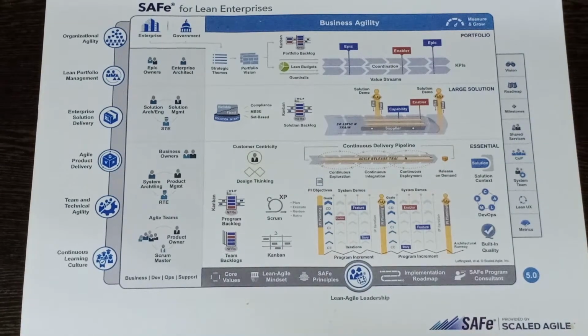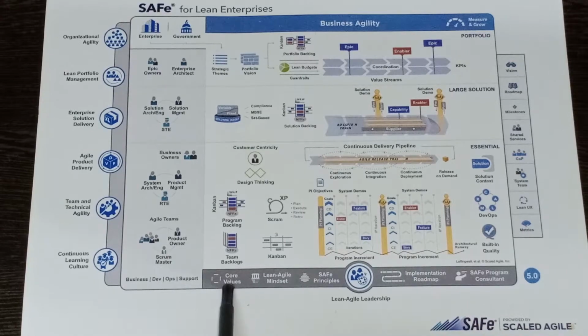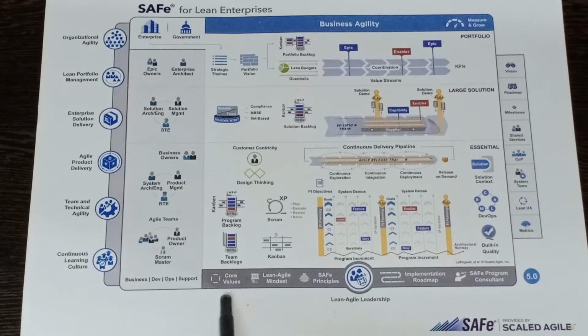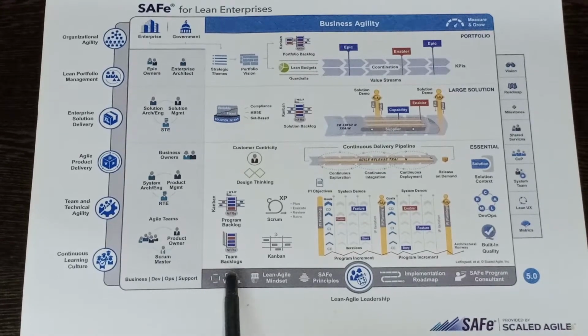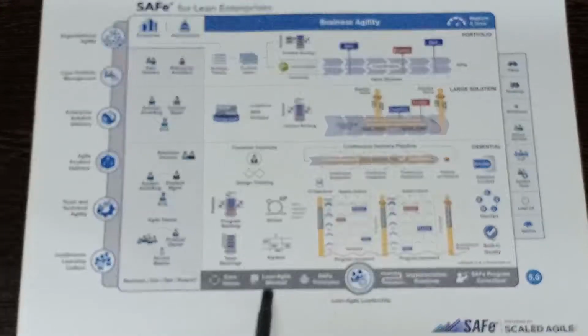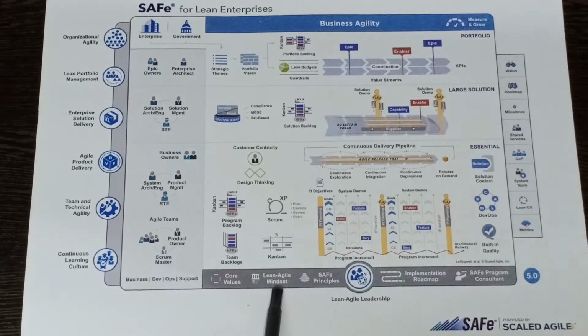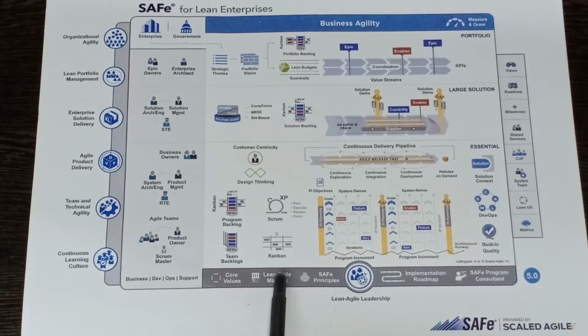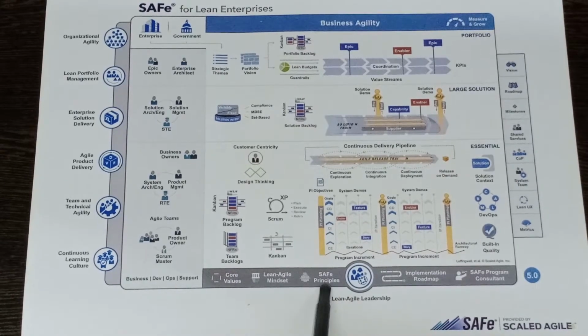And what you are seeing at the bottom of this framework are the core values. There are 4 core values SAFe preaches. One is alignment, then transparency, then built-in quality, and finally program execution. This is followed by the lean agile mindset. It talks about value, leadership, respect for people and culture, flow, innovation, and finally relentless improvement. And SAFe has its own set of principles.